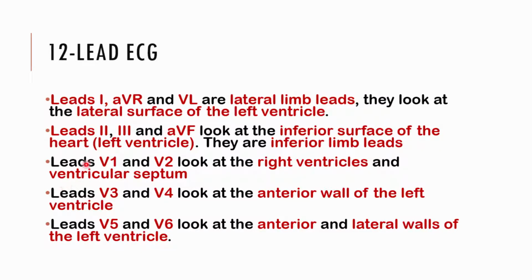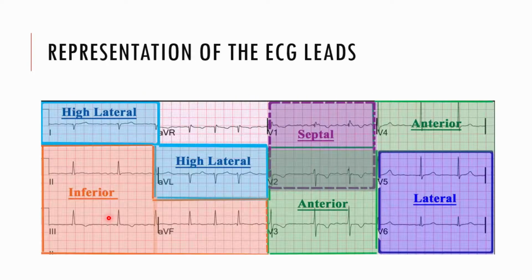Then you have leads V1 and V2 looking at the right ventricle as well as the ventricular septum. You have V3 and V4 looking at the anterior wall of the left ventricle. Then you have V5 and V6 looking at the anterior walls and the lateral walls of the ventricle. Keep these principles in mind because these are very important, especially when you want to localize certain pathologies on the ECG and you want to localize them on the heart.